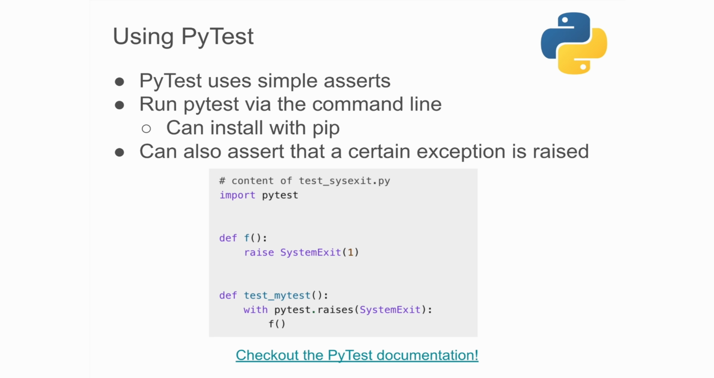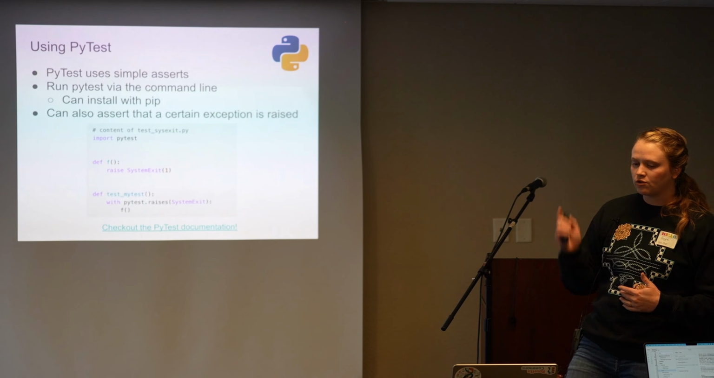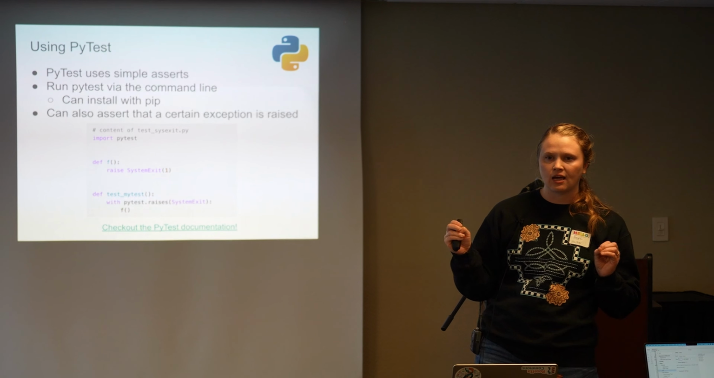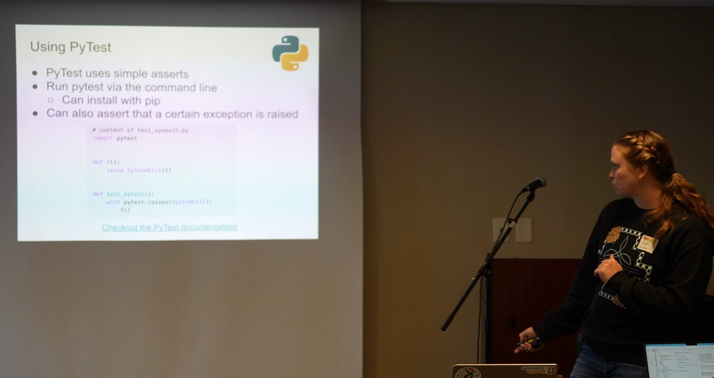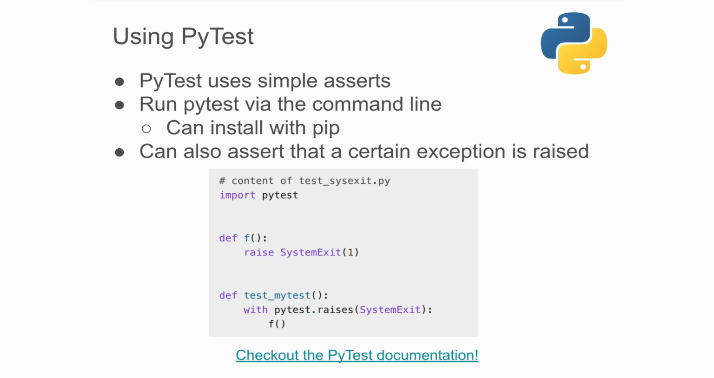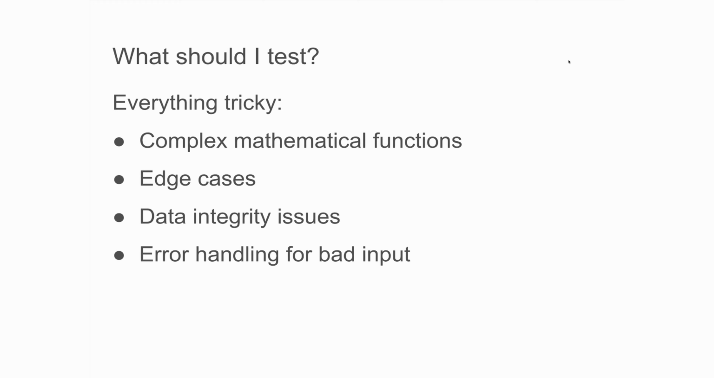You can also use asserts that make sure a certain exception is raised. So if there's a case in your code where, when you get to a certain point and some condition is met, you want it to exit with a certain message, you can test that that's working. If you are digging into this and want more information on PyTest, I think they have really good documentation. I included the link in these slides, and I think there's also a link included in the Python lab.